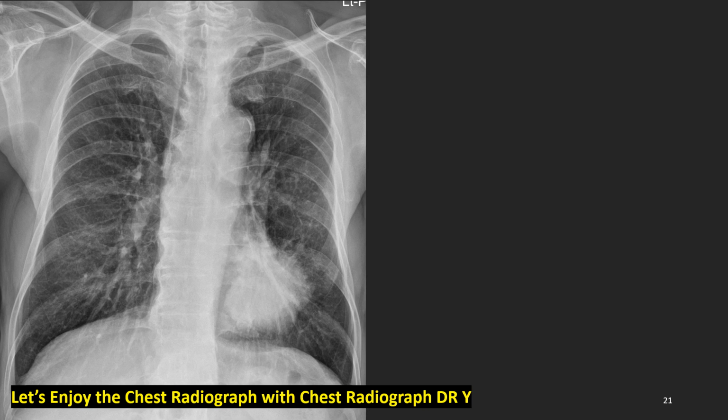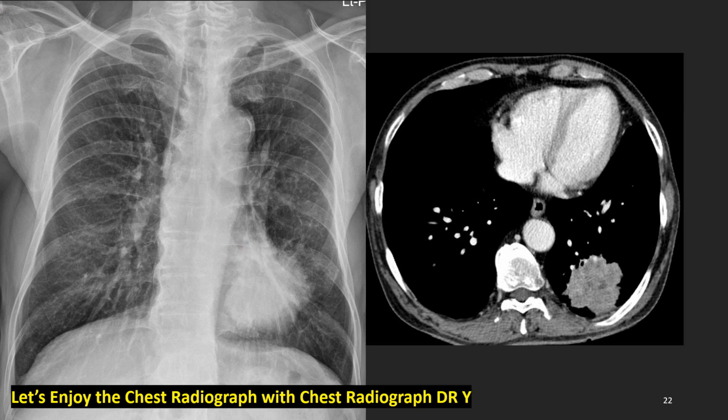How about this one? A very large mass, 7 centimeter, and overlapped with the left heart. That means retrocardiac. There is no precardiac space, so it's only in the left lower lobe. Left lower lobe, large lung cancer mass of adenocarcinoma. In this CXR image, this is a large solid mass in the left lower lobe location.